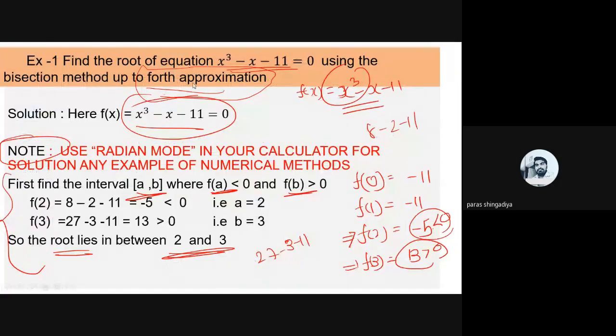Okay, so that is mentioned in the question. Apply the bisection method to this equation up to the fourth approximation. Fourth approximation means x1 is the first approximate answer, x2 is the second approximate answer, x3 is the third one, and x4 is the fourth one. So that is the meaning of this.